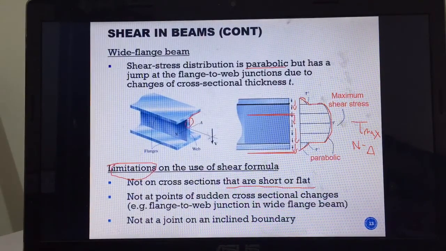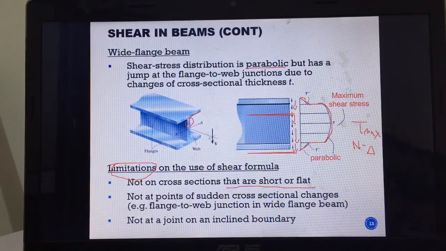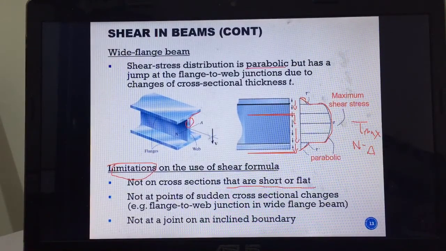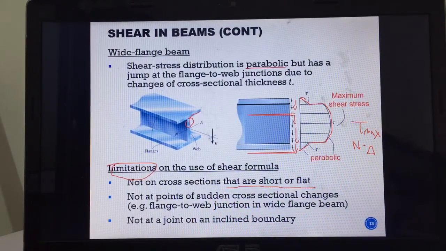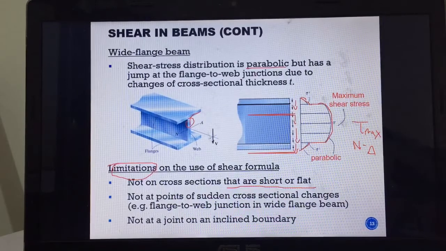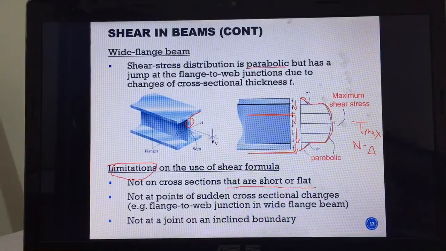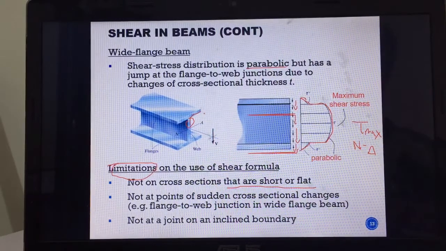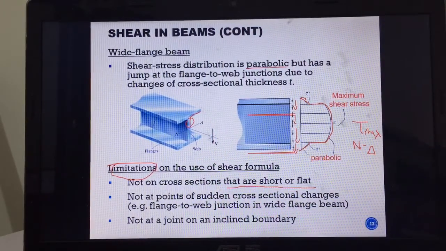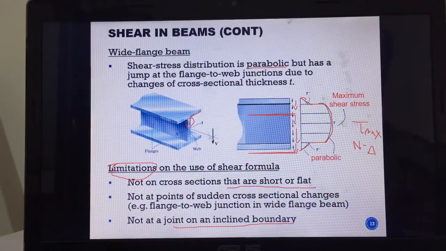The example is the one that we just discussed, this junction from the top flange to the web. The rest of the area is fine. It's just at this junction, don't rely on this formula. Okay, you can use the formula, but don't rely on the results of this formula at this junction. And not at a joint on an inclined boundary. You can find the example of this inclined boundary in the textbook. I leave that for you as homework.